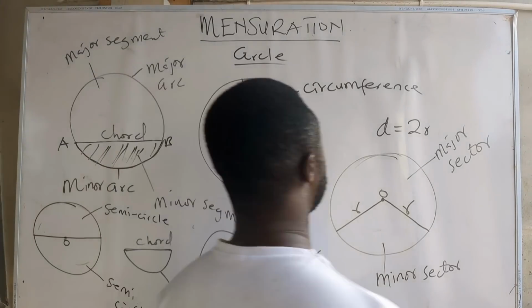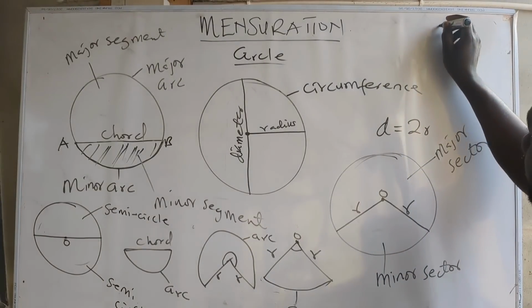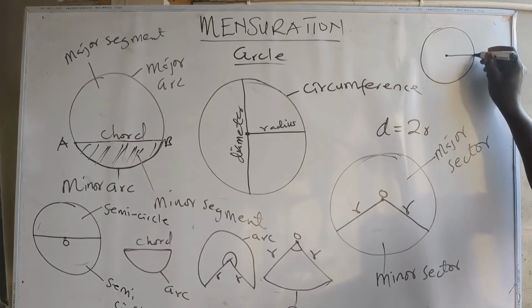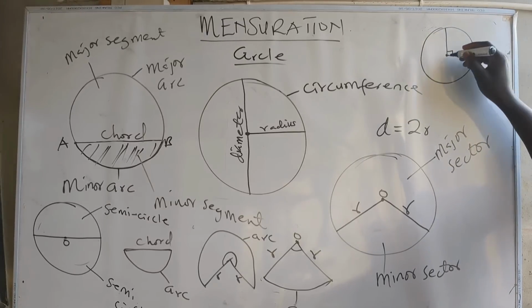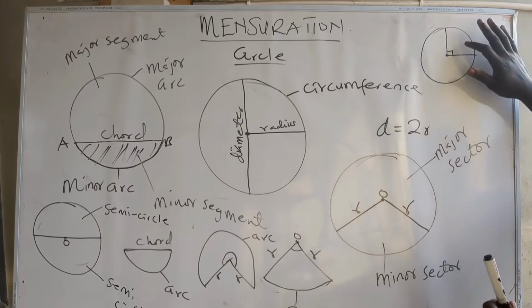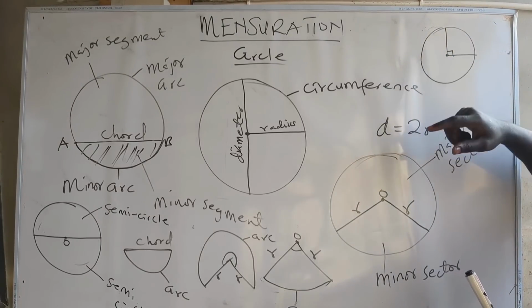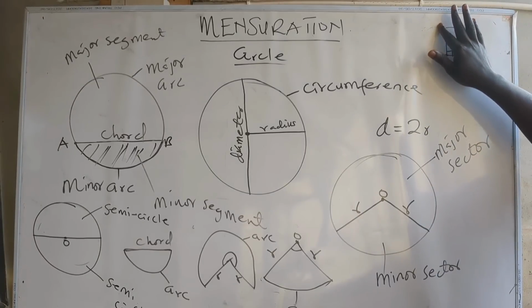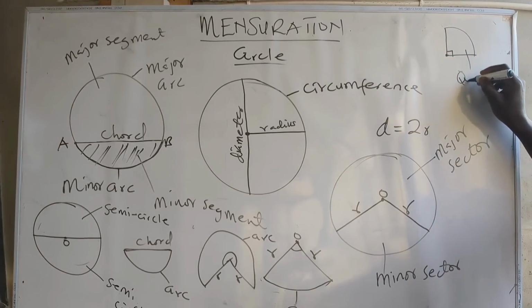And then when a circle is divided into four, it will become like this, and it will form a right angle. So here is 90, another one is 90, 180, 90, 90, and it becomes 360. So the angle of a full circle is 360 degrees. So this is a quarter of a circle, and a quarter of a circle is called a quadrant.